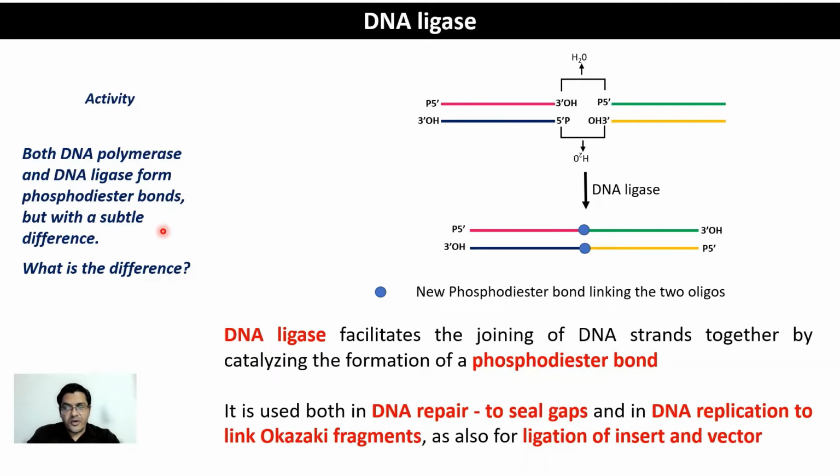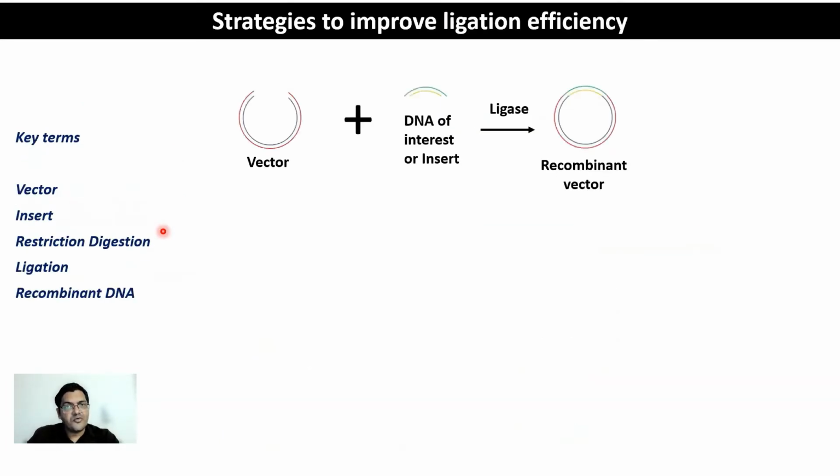Then we move on and look into strategies to improve ligation efficiency. What are the bottlenecks to ligation is the first thing, and then how can you improve the ligation efficiency is the second thing that I want to look into. So here is your basic reaction. This is a reaction that we've seen several times by now, so let's go into it one more time. Here is your linearized vector, and this is your DNA of interest or your insert, and you use ligase. If everything is absolutely fine, you should get a recombinant vector, which would be a single double-stranded covalent molecule that contains your insert and your vector in a single molecule, right?